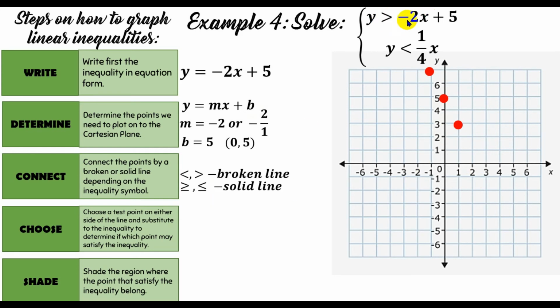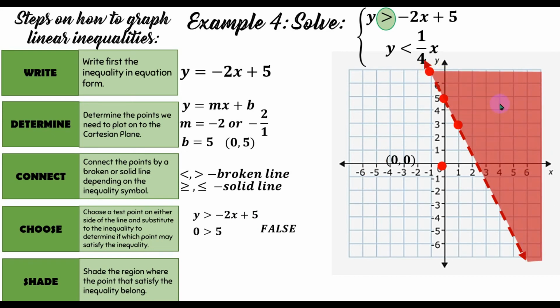So for this linear inequality, meron tayong greater than. So broken line lang po yung ating kailangang i-draw for this linear inequality. Since ang 0, 0 ay hindi po nadaanan ng line, again, we can use that as test point. Substitute natin siya sa ating linear inequality. Y is 0, 2x is 0, 0 plus 5 is 5. We have 0 is greater than 5. Mas malaki ba ang 0 kaysa sa 5? That is false. So that is why ang shaded region natin ay yung hindi kasama si 0, 0. So this is for our first linear inequality.